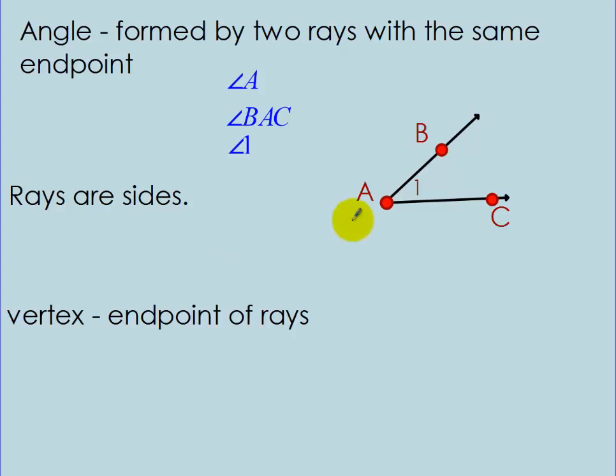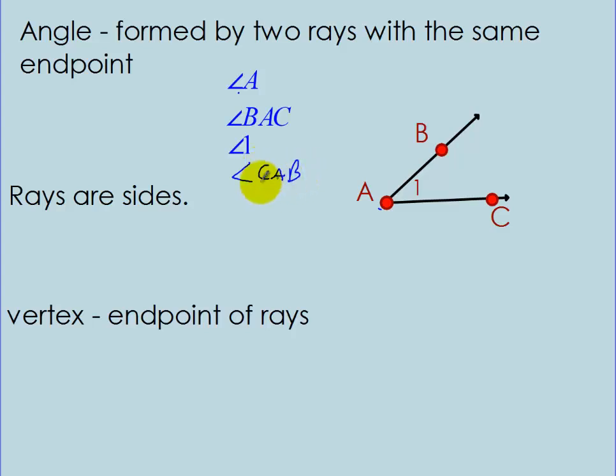An angle is something that's formed by two rays with the same endpoint. So here's an example of an angle. I can call this angle A because A is the vertex. I can call it angle BAC, using a point from each ray, and A is the vertex in the middle. I can also call this angle 1 because I've labeled this angle 1 right in here.